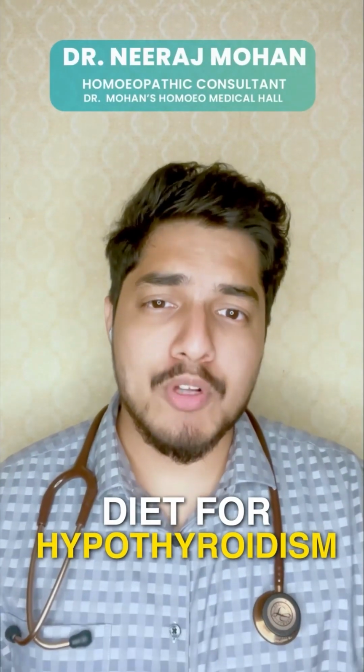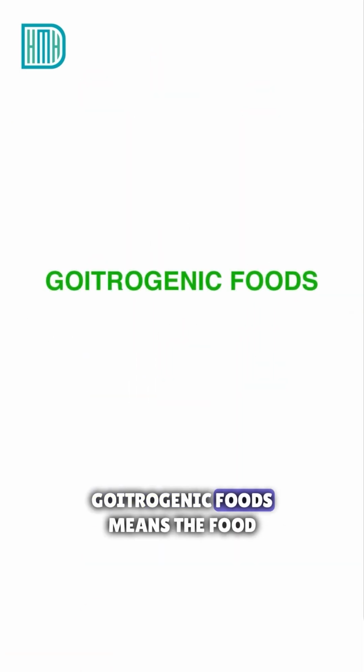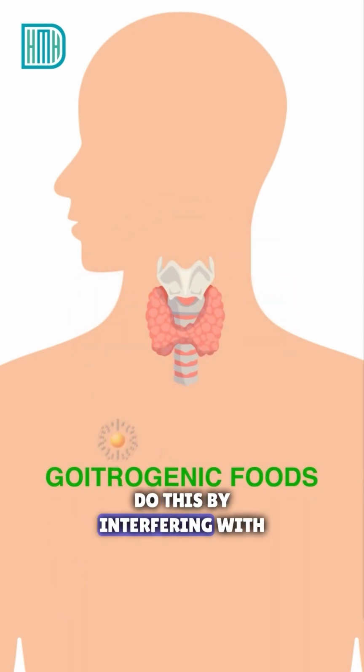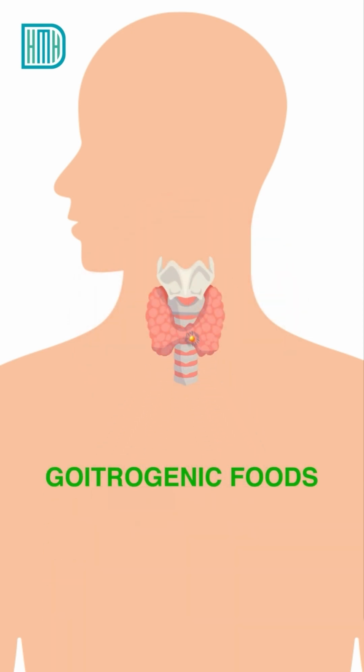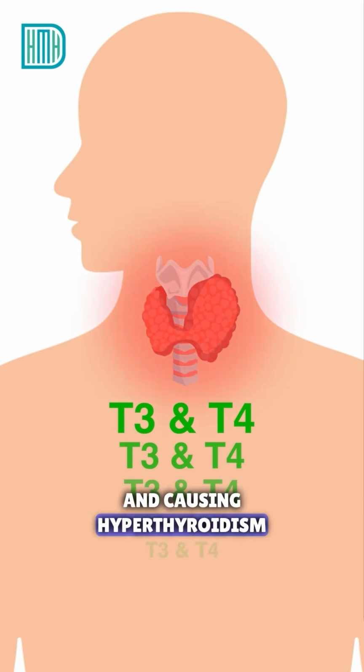Diet for hypothyroidism. First, we will see what all foods we should avoid. First comes goitrogenic foods. Goitrogenic foods means the foods which cause swelling of the thyroid gland. Goitrogenic foods do this by interfering with the iodine uptake of the thyroid gland. The lack of iodine causes the T3 and T4 levels to go down, hence causing hypothyroidism or goiter.